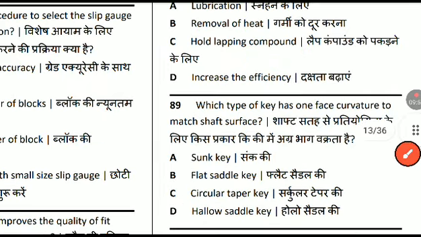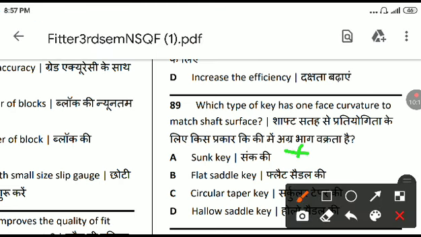Which type of key has one face curvature to match shaft surface? Sunk key, not. Flat saddle key, not. Circular taper key, not. Hollow saddle key, option D.